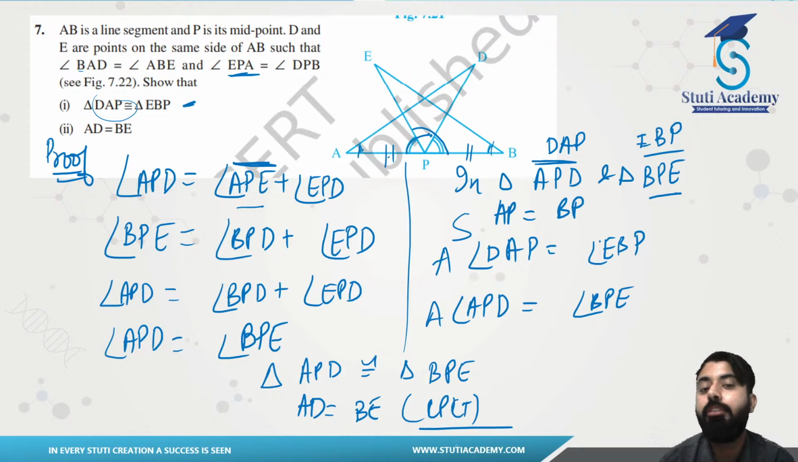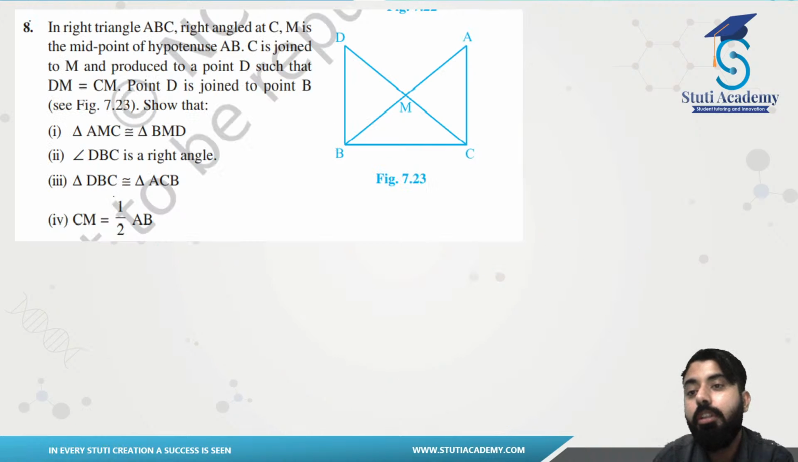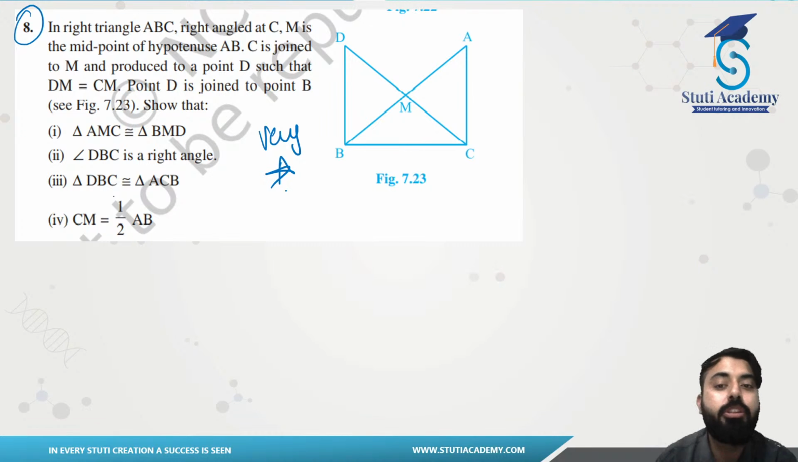I hope you guys have understood the case and you don't have any doubt in this. Now let's move forward and see what we have. Now this is the final question from your exercise 7.1. This is very important. Remember, this is the most important question of this exercise.